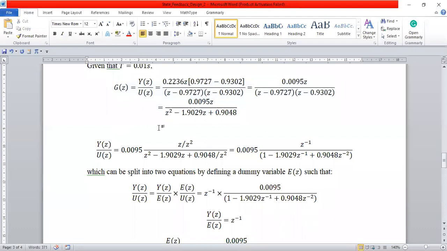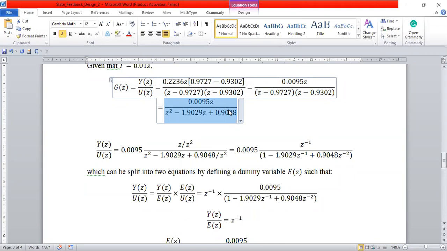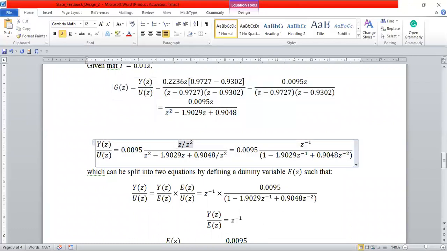So if you can remember last week, the first step I said was that you're going to divide this equation by the highest power of Z. So the highest power of Z is Z squared. If, say, the highest power of Z was Z raised to power 3, then we're going to divide by Z raised to power 3. But the highest power of Z is Z squared. So you divide both sides of this equation by Z squared. Then we arrive at this.